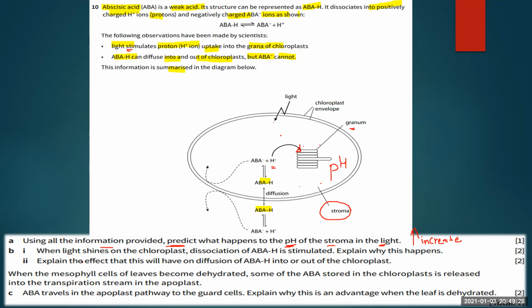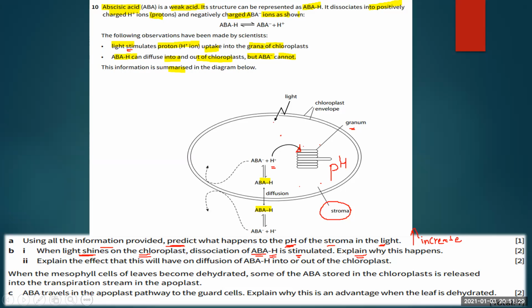Okay, part 2, they're saying when light shines on the chloroplast, dissociation of ABH is stimulated, right? So when there is light, dissociation of ABH is stimulated. And now they're asking, explain why this happens. So this question is of 2 marks. So when light shines, ABH is dissociated. Explain why this happens.